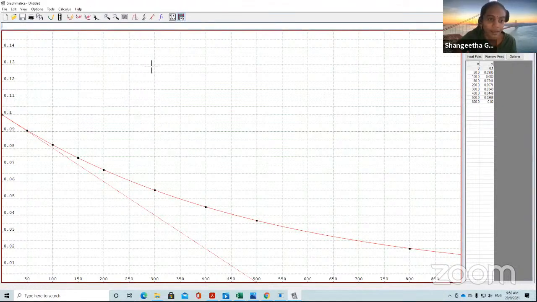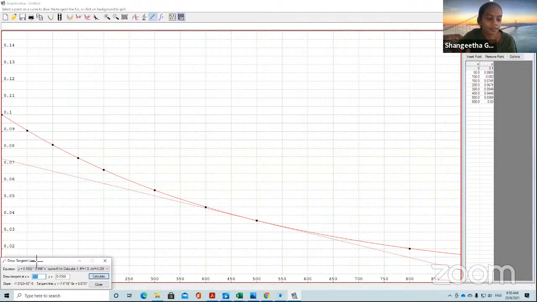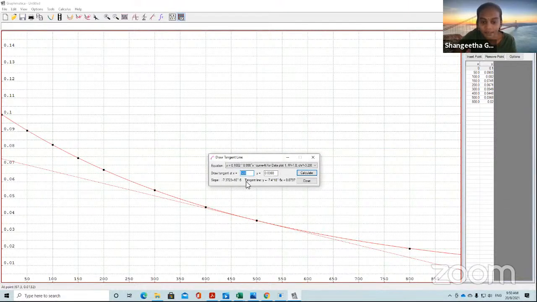You can do the same. Then you can undo it, and then you can click at any point. Let's say just now you said at 500. Then now you get your slope at 500. So that is how you can use Graphmatica to help you with the plotting of the graph, as well as getting the slope for your initial rate as well as instantaneous rate.